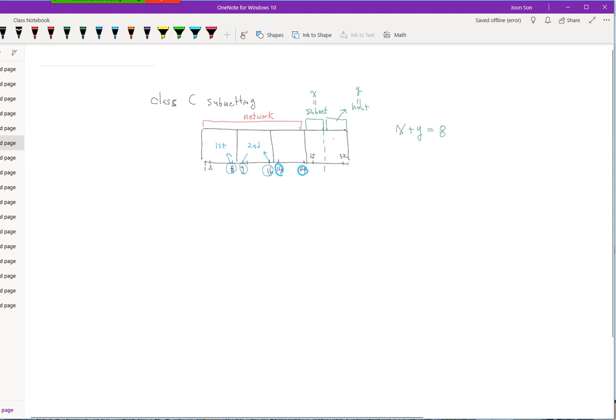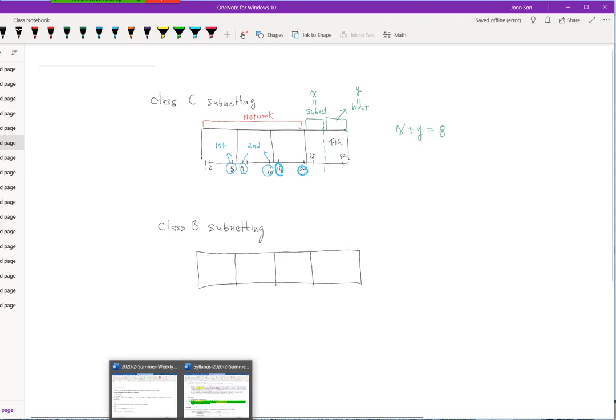So that's the 4th octet, right? So that's class C subnetting. And let's look at class B subnetting. The idea is exactly the same, right? Right? This is class B subnetting.